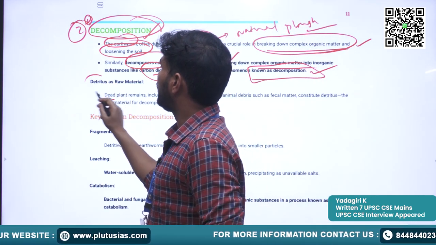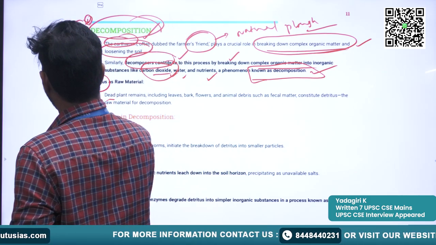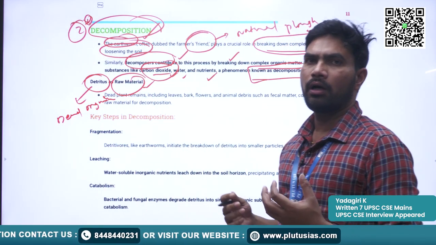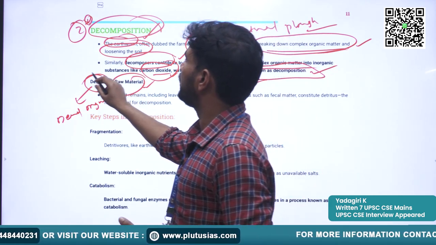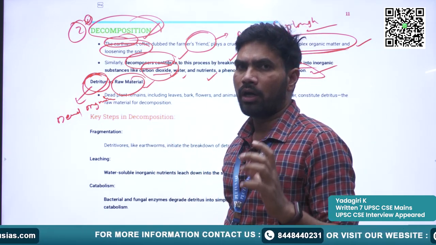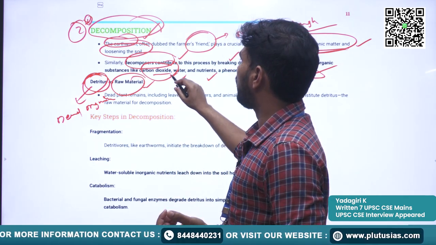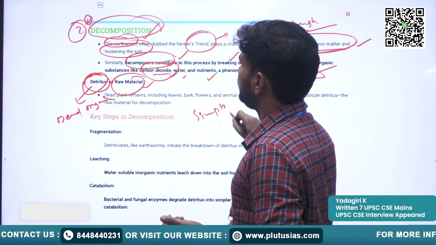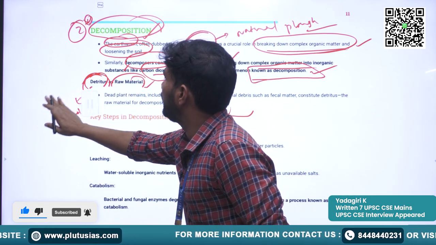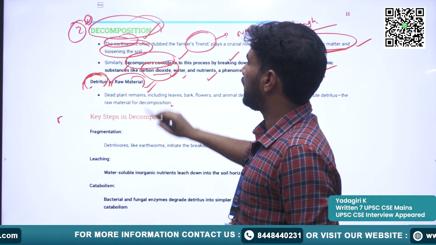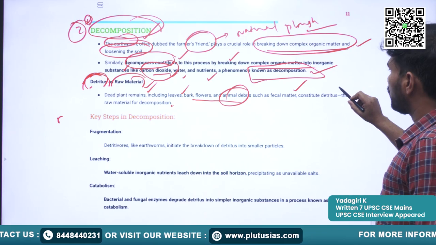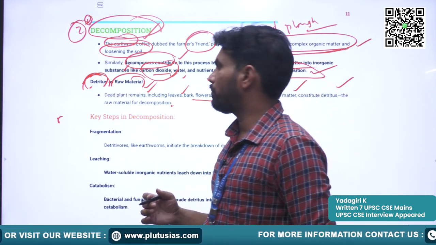For decomposition, detritus or dead organic material acts as the raw material. The decomposers feed on this dead organic matter, and they form simple substances like nitrogen, oxygen, carbon dioxide, etc. So what constitutes the detritus? Dead plant remains, including leaves, bark, flowers, and animal debris such as fecal matter. These constitute the raw material for decomposition.